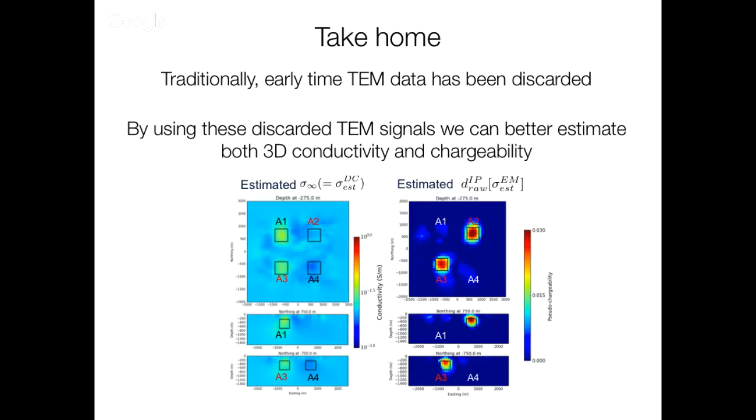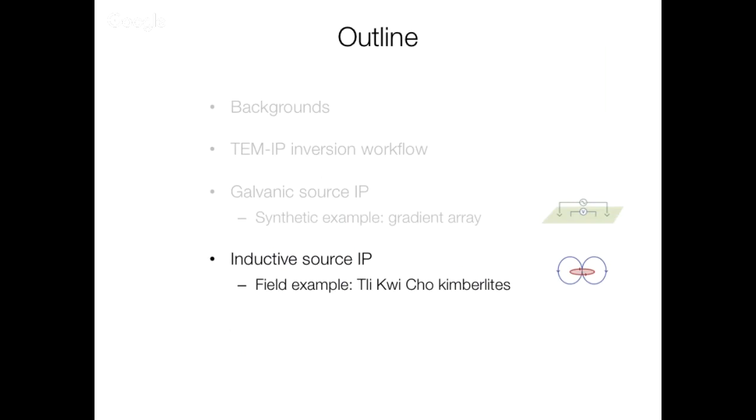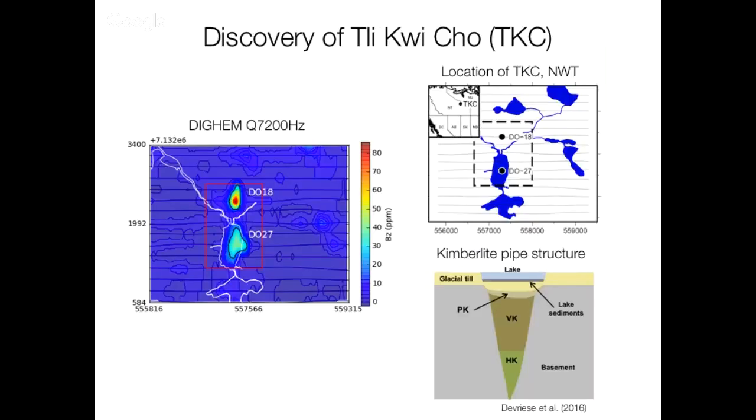The grounded source is challenging, but the inductive source is actually much more challenging. And that's why I want to show this. So I mentioned this yesterday. There's an area in Canada sitting up here. It's called Ti Kwi Cho, and that's very difficult to pronounce. Not as bad as Danish words or Swiss words, but so we just call it TKC, and it's in the Northwest Territories.